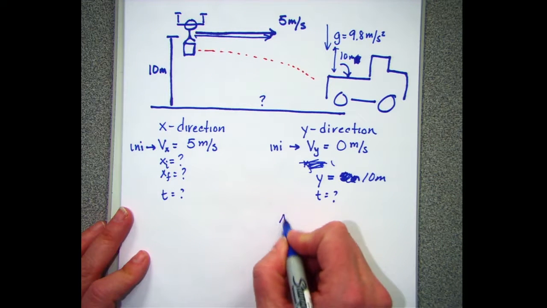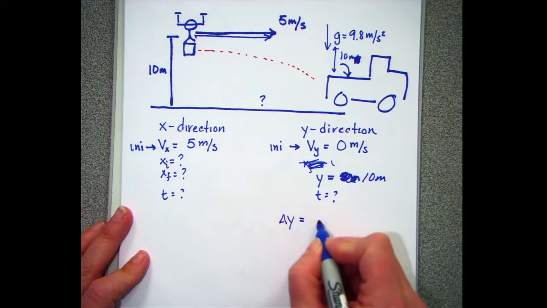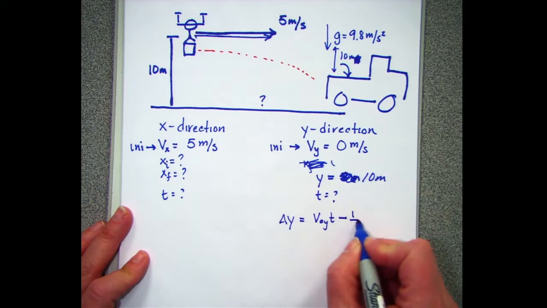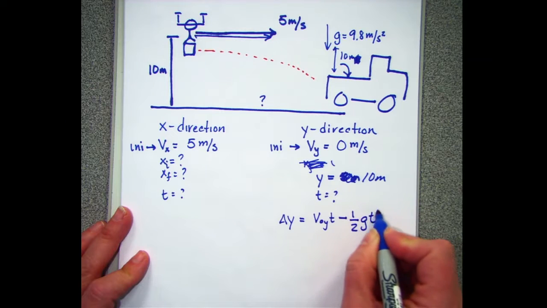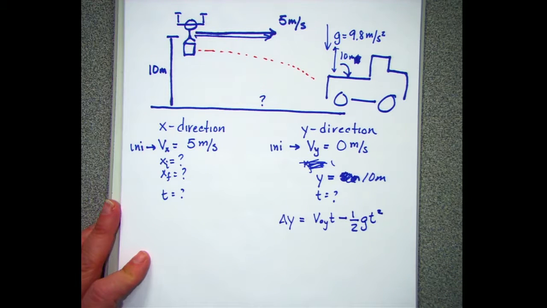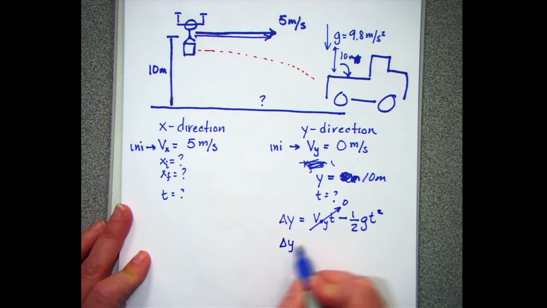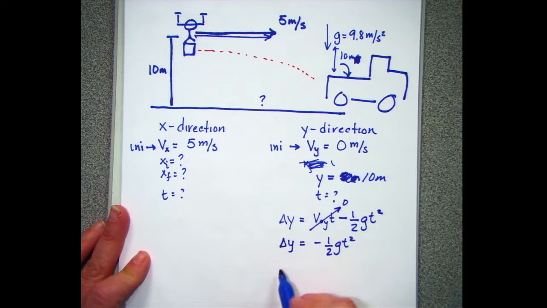Because I've got that the change in position is equal to my initial velocity in the y direction times time, minus 1/2 gravity times time squared, because I'm dealing with just a gravity problem. Well, my initial velocity in the y direction is 0, so my change in y has got to equal minus 1/2 g t squared. So I'm going to have 2 times my change in position divided by negative g is going to equal time squared.